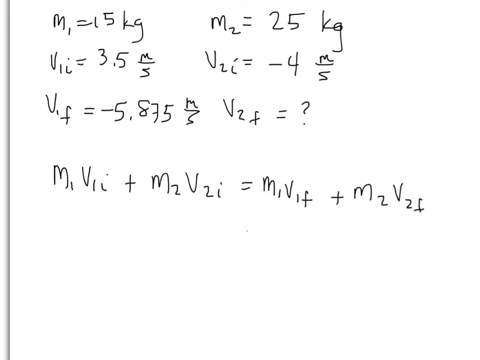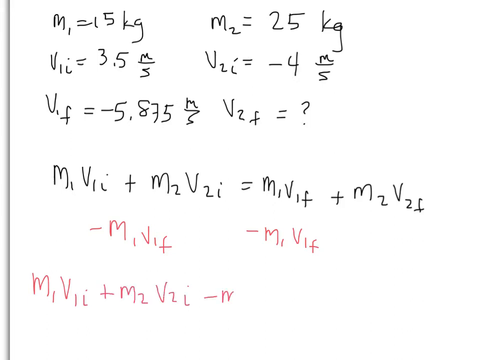So I'm going to subtract M1, V1F from both sides. I can't combine like terms, so please don't try to combine like terms. So again, you start by simply moving this over, those cancel, getting rid of it. So just pretty much tack it on here.